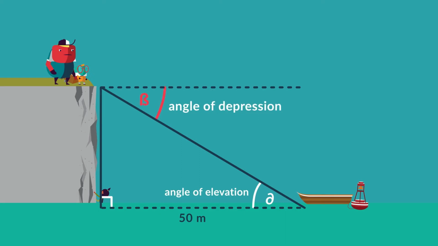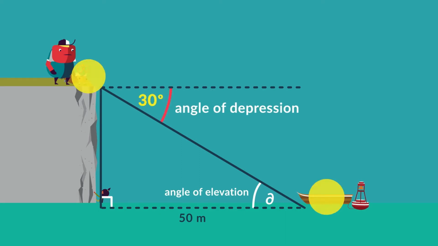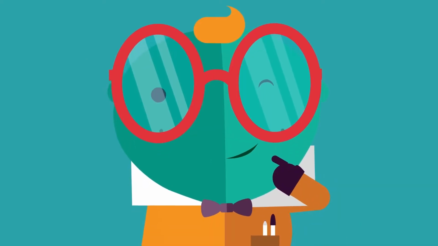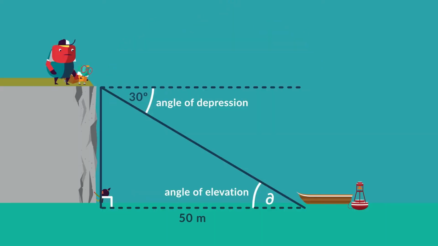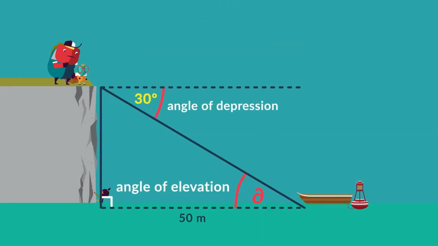He also knows that the angle of depression from him to the boat is 30 degrees because, well, just because he's Fidel. Remember, the angle of elevation and the angle of depression will always be equal to each other, so both of these angles are equal to 30 degrees.